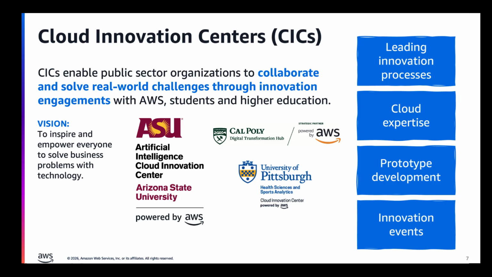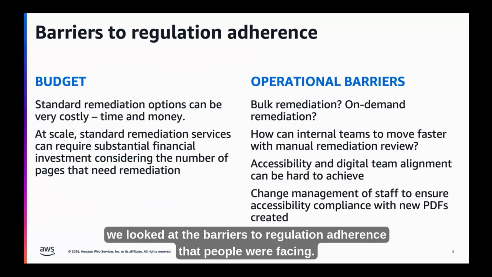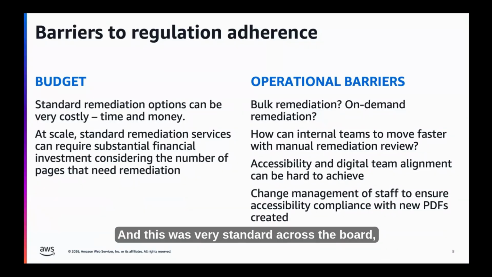And this PDF remediation challenge that Title II institutions and lots of other people were facing is a perfect example of where the power of the Cloud Innovation Center can be leveraged. First and foremost, we looked at the barriers to regulation adherence that people were facing. And this was very standard across the board: there were budget barriers and operational barriers. We talked to many different institutions, and they all had a similar common thread pain point, and we were able to address those.